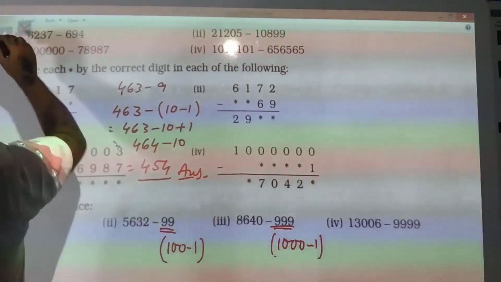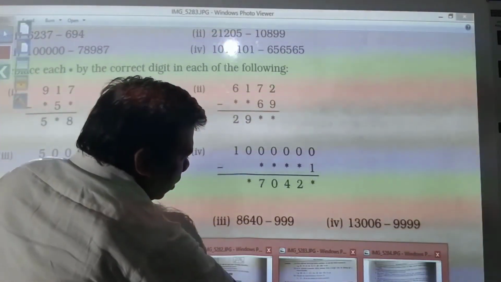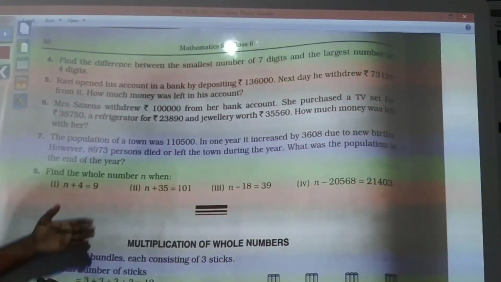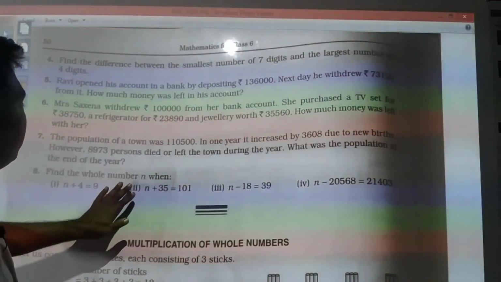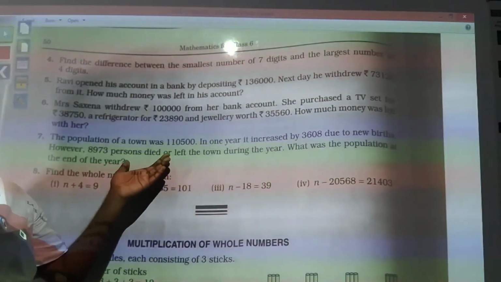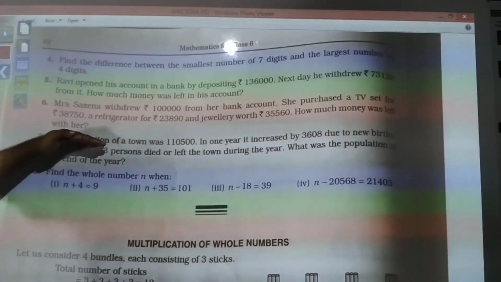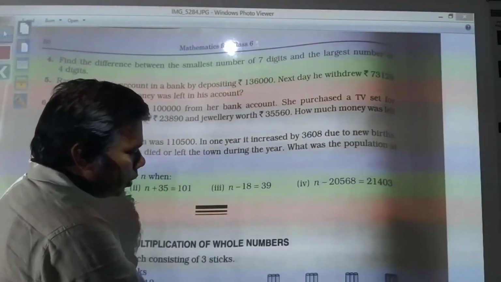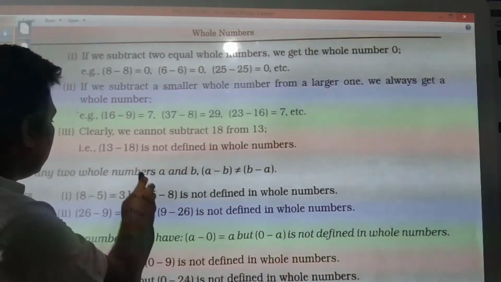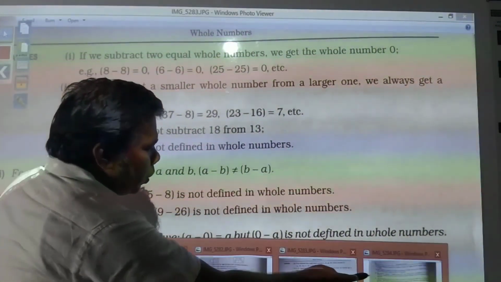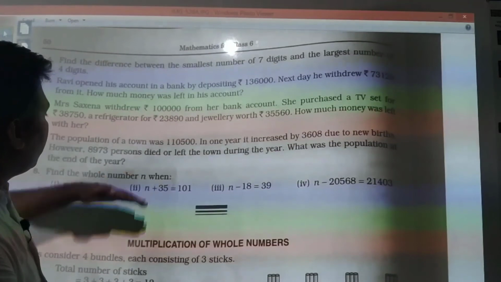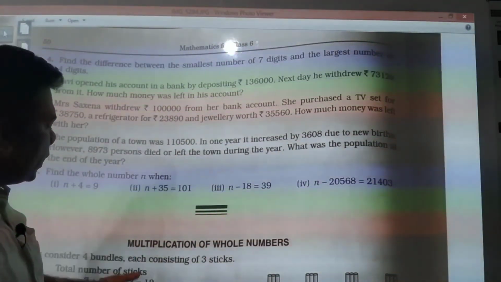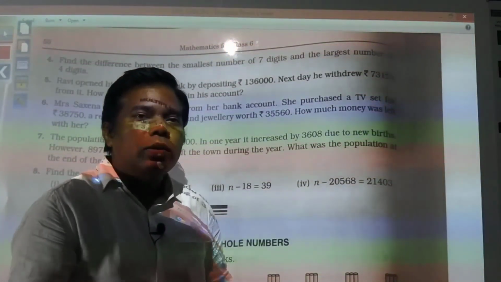And then you have word problems. Here you have word problems. So you try to do, these questions are very easy, just you try to do, you will be able to do. Otherwise in next class we will see these questions. So I hope you understood all the things. I don't think any problem you will be having. You just try to do these word problems, and we will see in next class these things, or we can start multiplication of whole numbers. So till then, thank you.